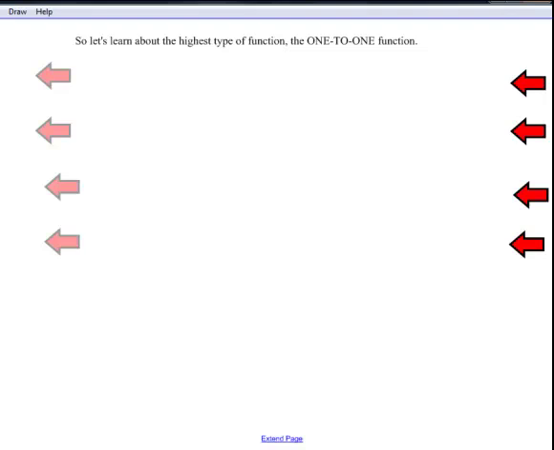All right, so where did this word come from? 1 to 1? Does that mean I'm going to take 1 and add 1? Well, we have to learn about the highest type of function. So let's review some of our notes here.